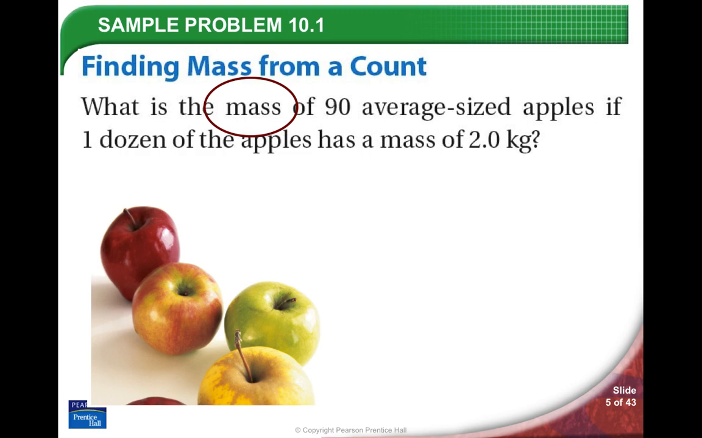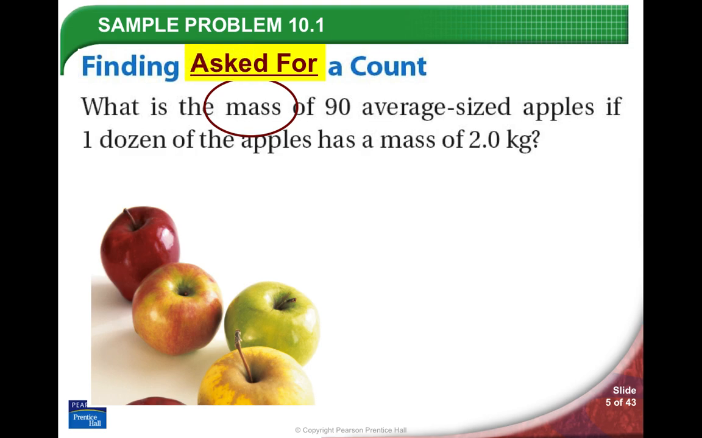When you read this question, it says, what is the mass of 90 average-sized apples if a dozen of the apples has a mass of 2.0 kilograms? So chemistry, in addition to dealing with little tiny things that you can't see, brings in all those fun word problems from your math classes. There's a good easy trick that I'm going to hammer into your skulls to help you know how to solve problems perfectly every time.